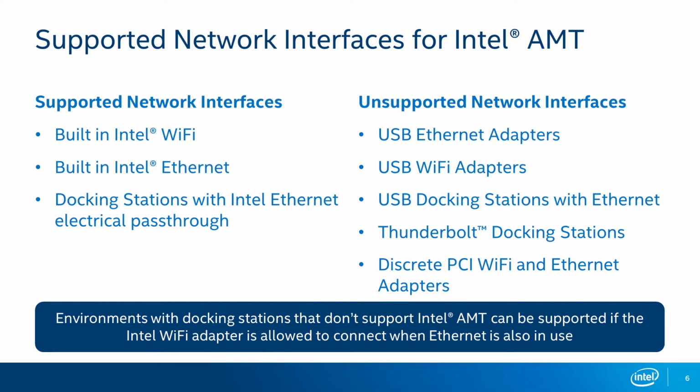Next, I want to talk about the supported network interfaces for Intel AMT. Active Management Technology will work with our built-in Intel Wi-Fi or built-in Intel Ethernet interfaces that come on the Intel vPro platform, but it doesn't work with USB adapters, USB docks, Thunderbolt docks, etc. It has to be those trusted Intel network devices that are built into the system. Now, the one exception would be docking stations that provide an electrical pass-through for the Intel Ethernet adapter that basically just give you a way to plug a cable directly into the Ethernet that's built in and supports Intel AMT.